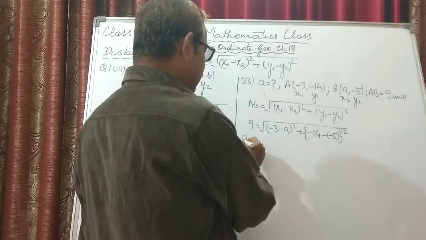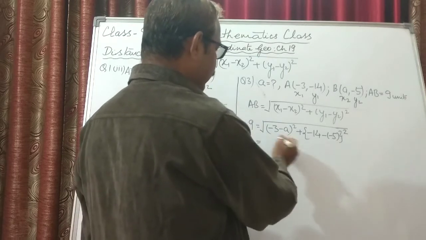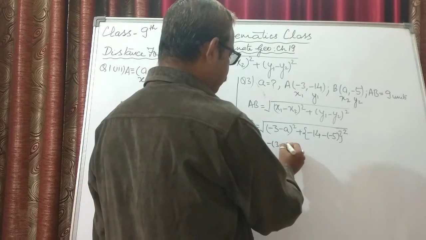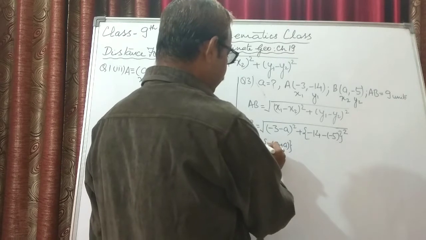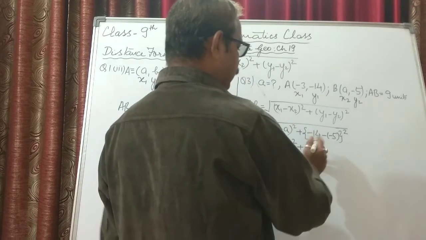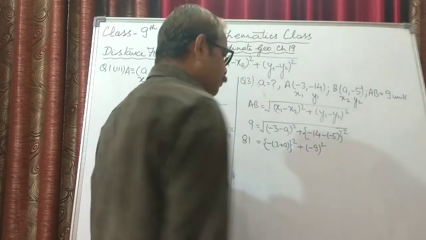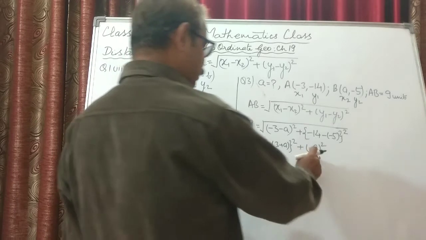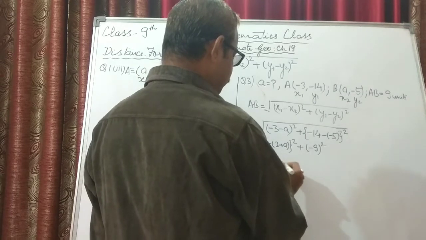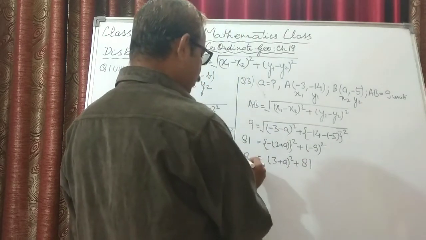So 9 square is 81 is equal to (minus 3 minus a) whole square. When you square it, you can take minus common and you are left with (3 plus a) whole square, plus minus 14 plus 5, which is minus 9, whole square. So this can be written as (3 plus a) whole square plus minus 9 square, which is also 81.